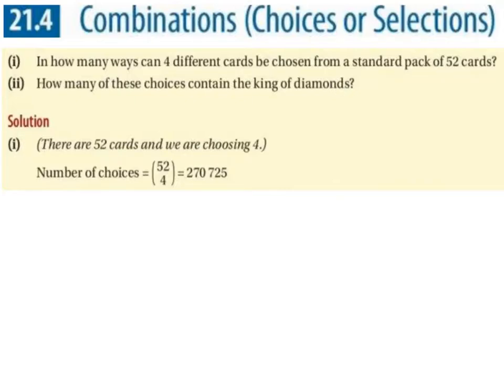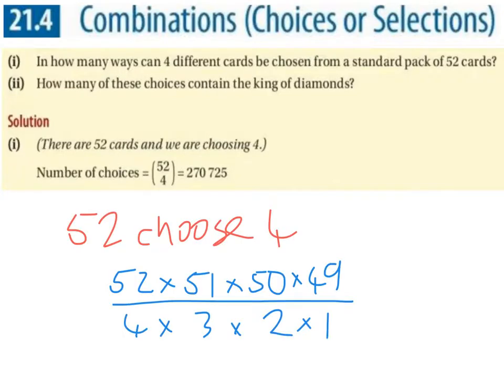So let's start with part 1. In how many ways can 4 different cards be chosen from a standard pack of 52 cards? Well, there are 52 cards and we are choosing 4. So the number of choices is 52 choose 4, which is really 52 times 51 times 50 times 49, all divided by 4 by 3 by 2 by 1, which gives us 270,725.